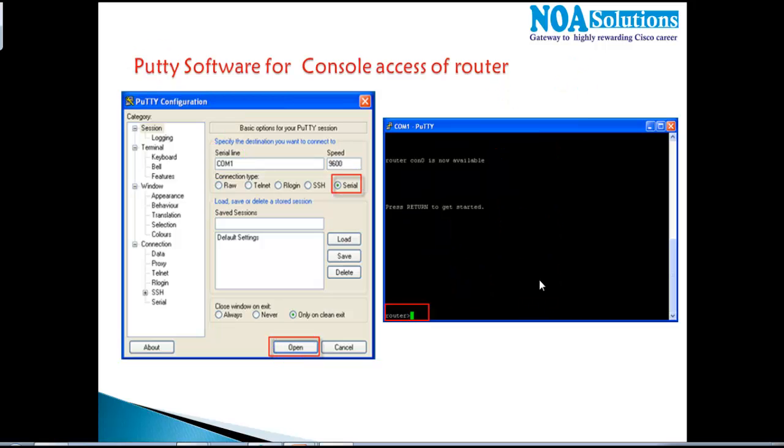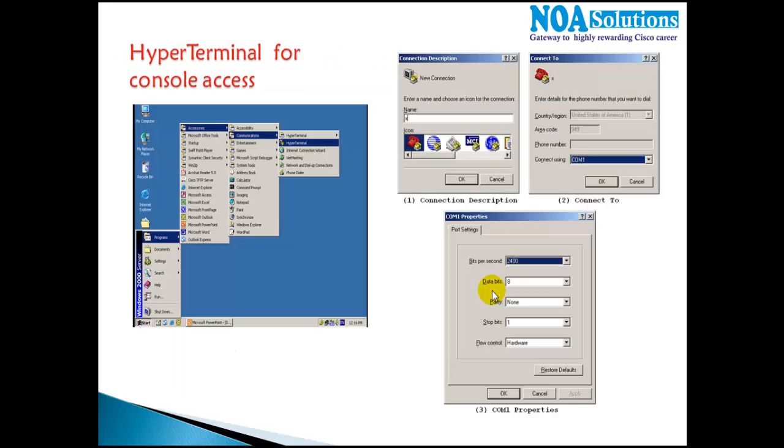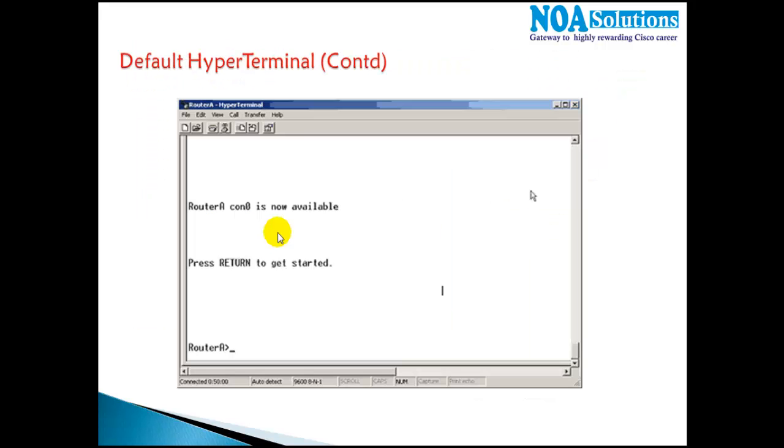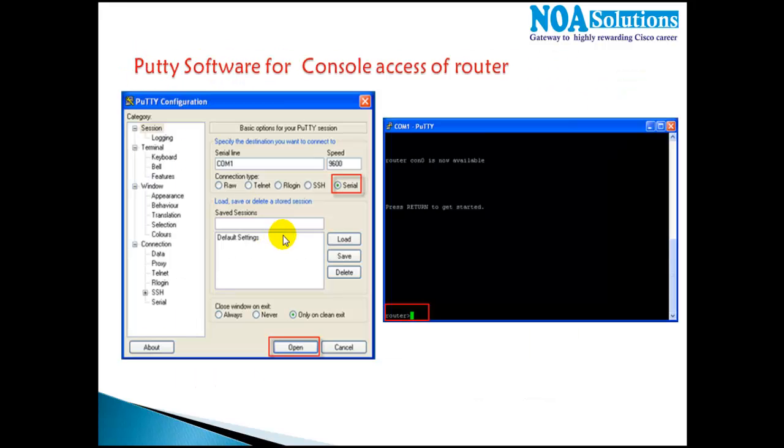So we have different options: we can use hyperterminal, which is one of the most common ways of accessing console connections, or we can use Putty. You'll also find other programs like Teraterm and SecureCRT. Most commonly I prefer either hyperterminal or Putty software. In the screenshots, this is how they look.